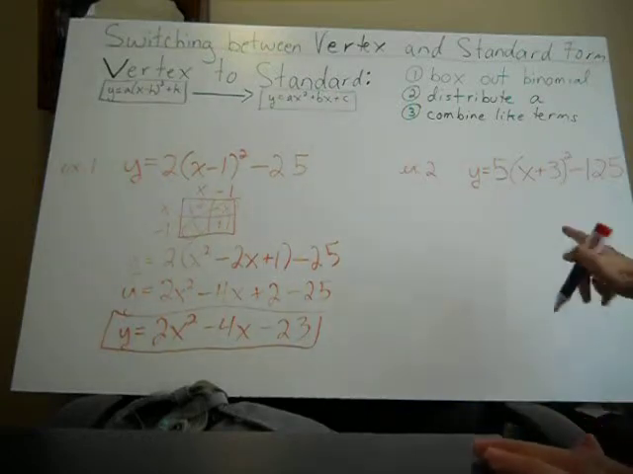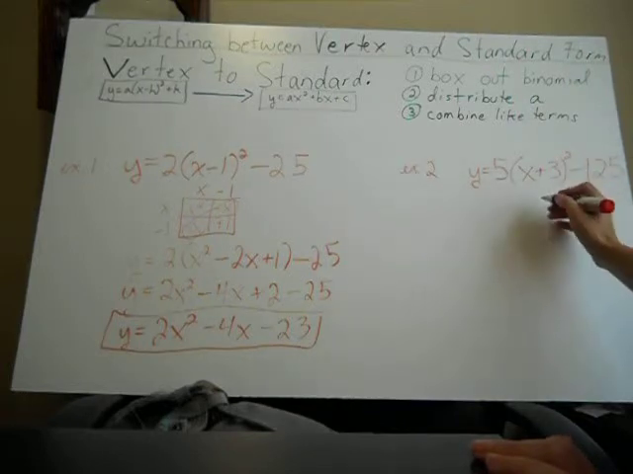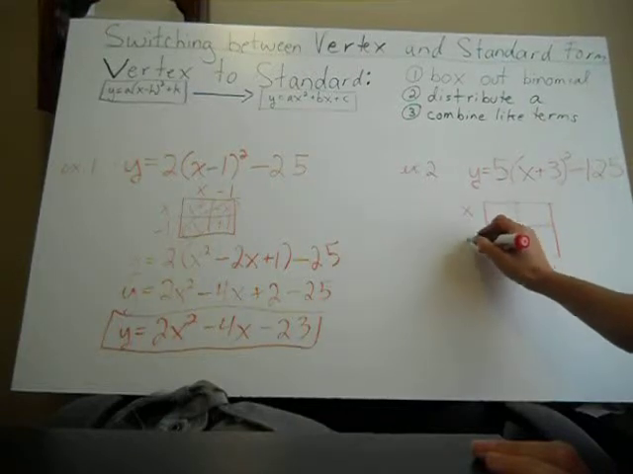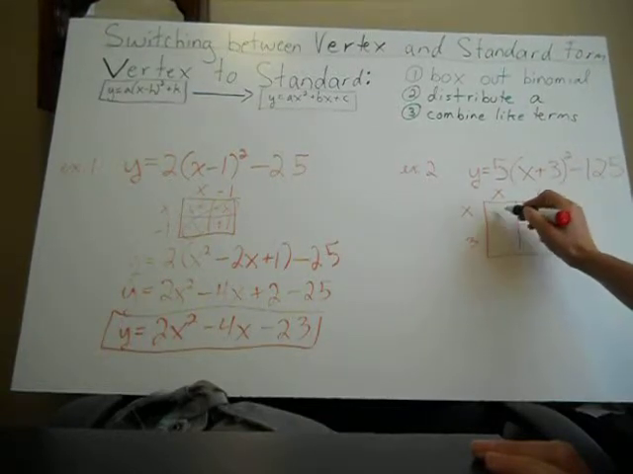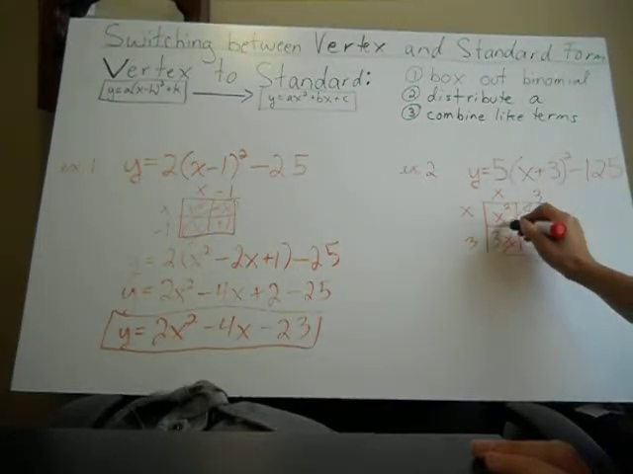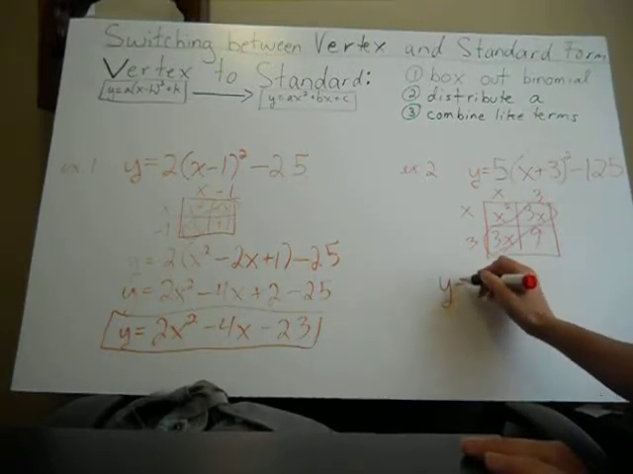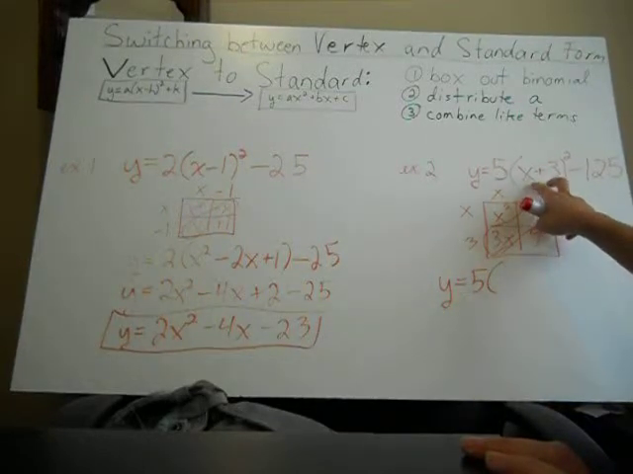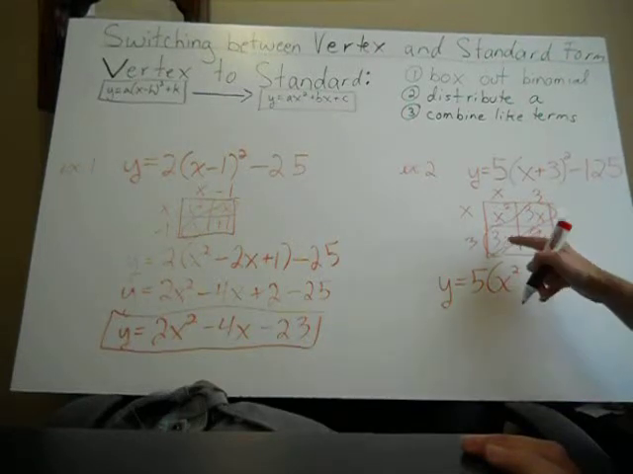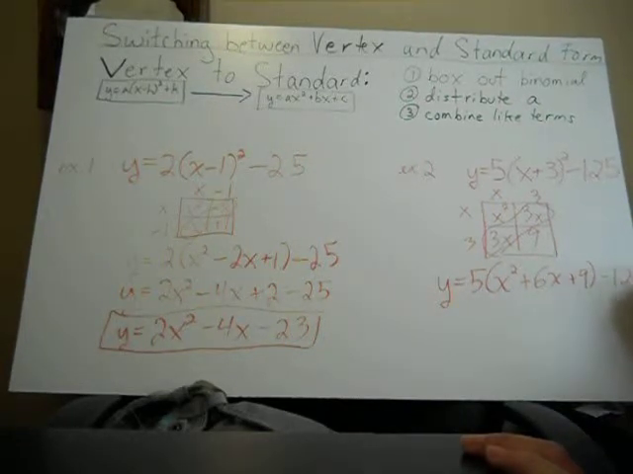Alright, example 2. Same thing. First step is to get rid of that power, and the only way to do that is by boxing this out. And as I'm doing that, when I bring everything else down, so I have y is equal to 5, and in parentheses, where I had x plus 3 squared, I'm going to be substituting what I just multiplied out, which is x squared plus 6x plus 9 minus 125.